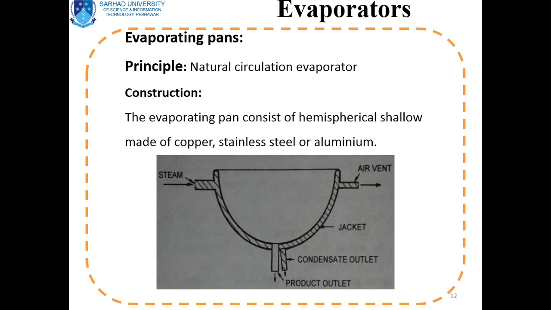You can see in the figure the air ventilation system and the steam entry system. Over here are the walls, and there is a jacket, a condensate outlet, and a product outlet at the bottom. The evaporating pan consists of a hemispherical shell that is made up of copper, stainless steel, or aluminium. That is the construction material of the evaporating pan, and this is the hemispherical shape.